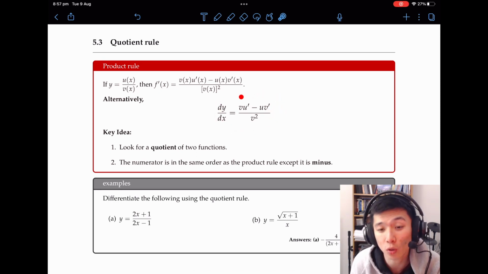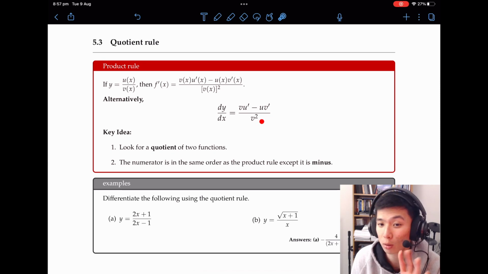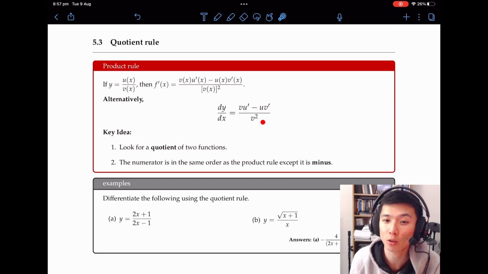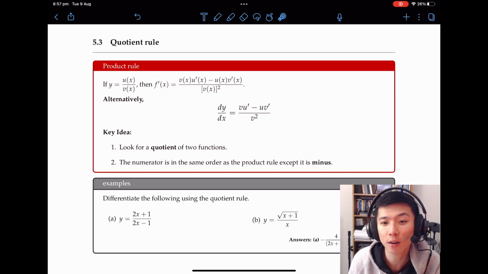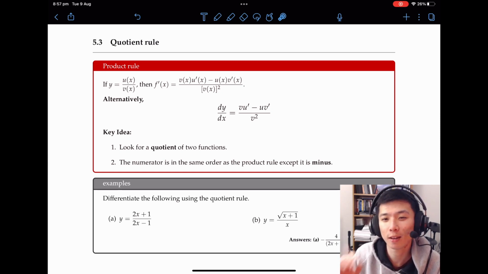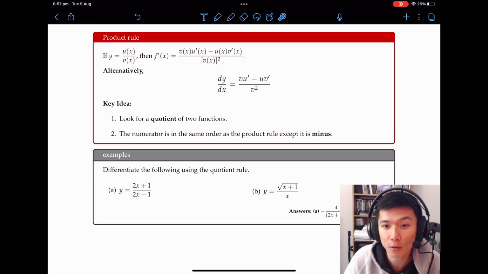And so this is the quotient rule, and it works the same way as the product rule. We need to find u, u', v, v', so those four things, and then we substitute them into the quotient rule. And that's it. Of course, there are a few little things to be careful of, but other than that, that's all there is. So let's begin by doing some questions.